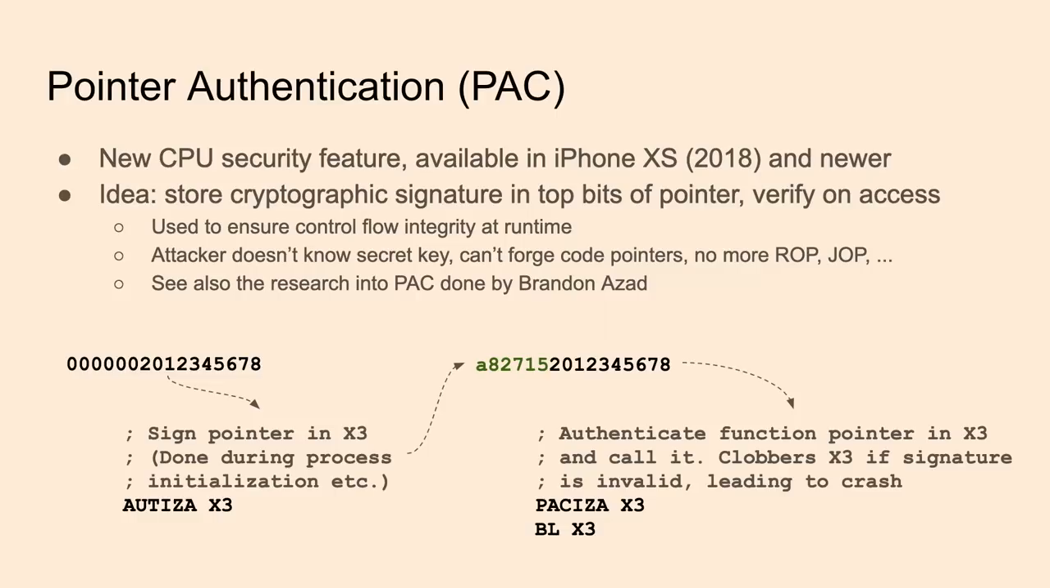Now, at this point, there's another thing coming in. Pointer authentication is a new security feature that Apple designed and implemented first in the XS, so this device, from 2018. And the idea is that, so this needs CPU support, you can now store a cryptographic signature in the top bits of a pointer. Okay, so here on the very left side, you have a raw pointer, so the top bits are zero, because of the way the address space works.